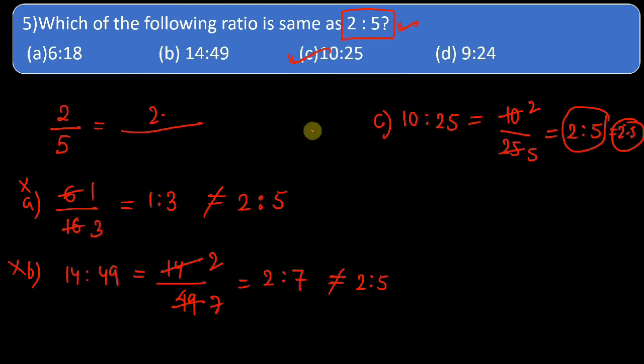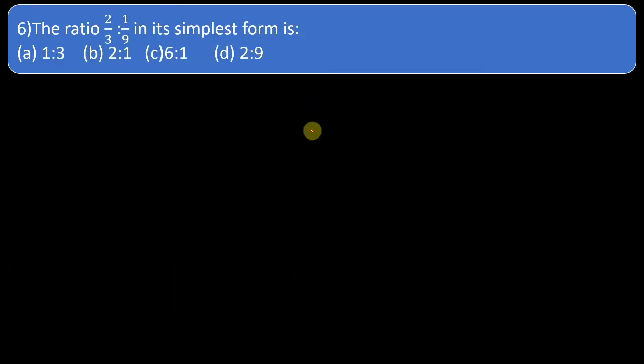So I think you have understood this sum. Let's proceed further. Now again we are told to find the simplest form of the given ratio.